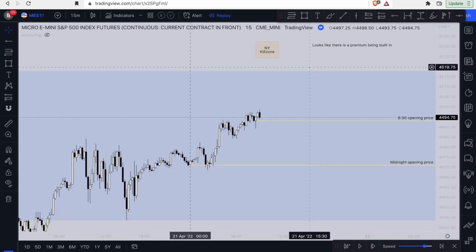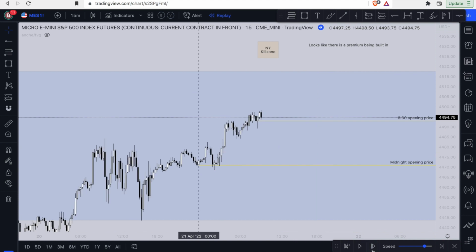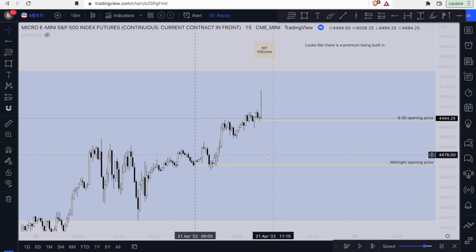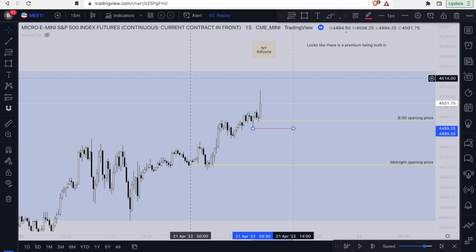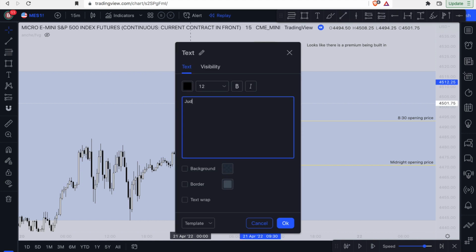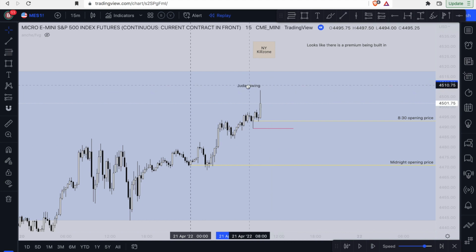Now we're in what would be considered a deep premium because we're above the midnight and the 830 opening price. And that's the 930 equities open. So now for our model, we need to see a swing low taken out. And I would probably label this as a Judas swing. So Judas swing.